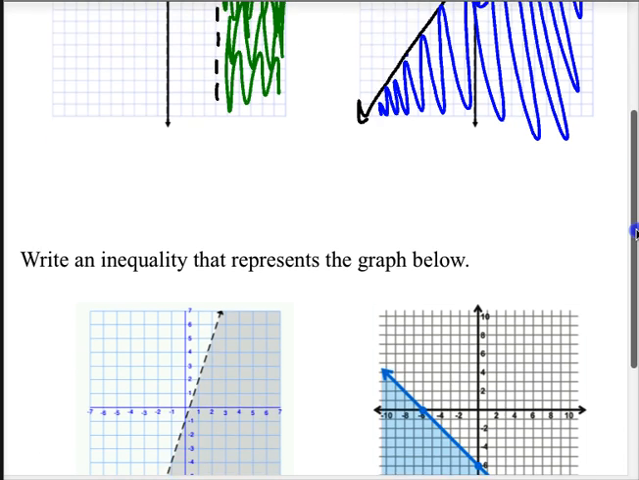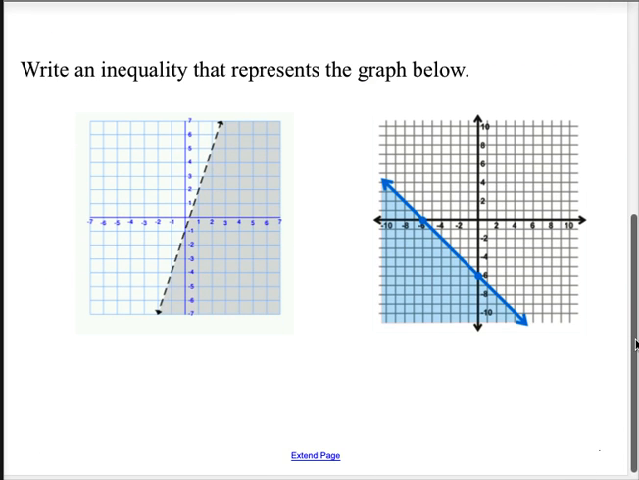Another skill to have, along with being able to make a graph, is being able to work backwards. So look at a graph and write the equation that it came from. So I want to write an inequality that represents the graph below. I'm going to put it in slope-intercept form.